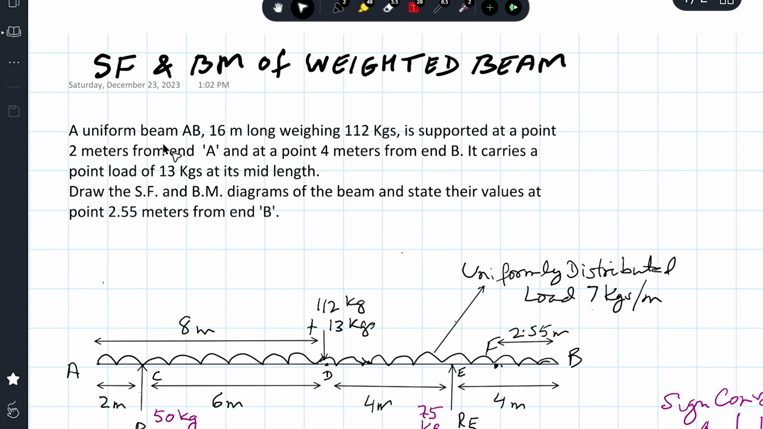A uniform beam AB, 16 meters long, weighing 112 kgs, is supported at a point 2 meters from end A and at a point 4 meters from end B. It carries a point load of 13 kg at the mid length. Draw the SF and BM diagram of the beam and state their values at 0.2.55 meters from end B.